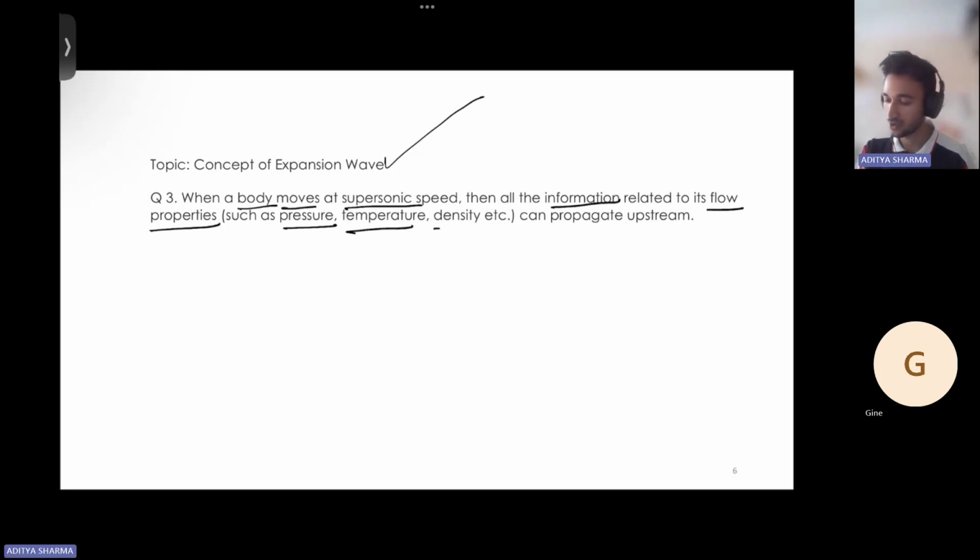So then all the information related to its flow properties, pressure, temperature, density can propagate. So we want these properties to propagate upstream, right? So what are the options? It's a true and false type of question. So does this happen? False. Okay. Jenny says it's false.